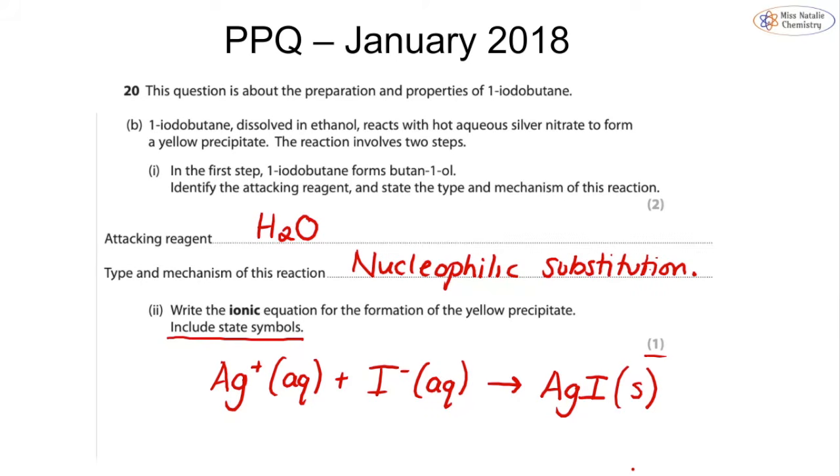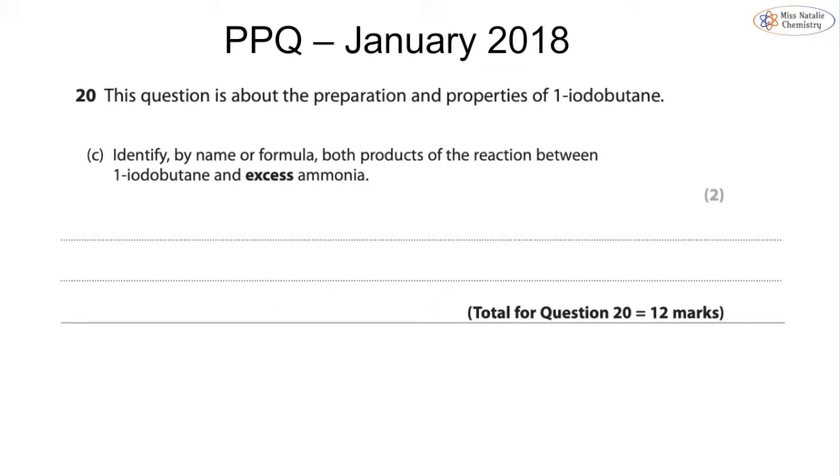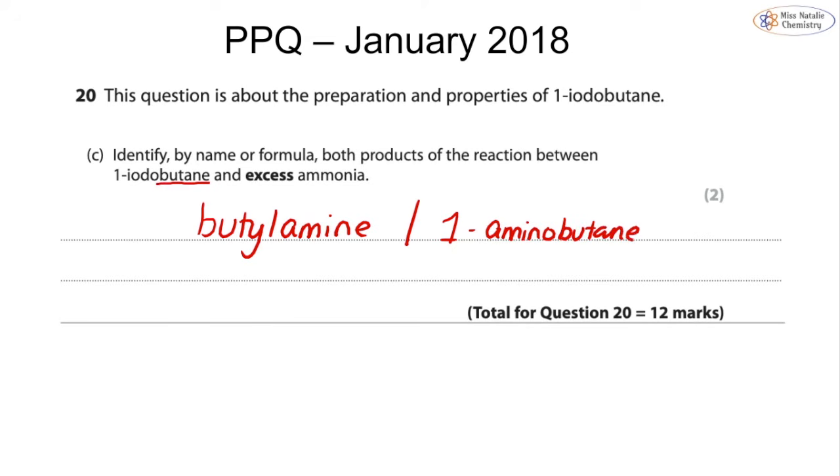Now we're going to look at our final question, which is looking at the reaction between the iodobutane and excess ammonia. So that is going back to reaction number 4, which is the excess ammonia, and we're going to form 2 products. Okay, it says, and we can identify them by name or by formula. Well, if we have butane as our alkyl group, we are going to have a butylamine being formed, and that is simply the name that we use, butylamine. We can also write 1-aminobutane. Either answer would be accepted.